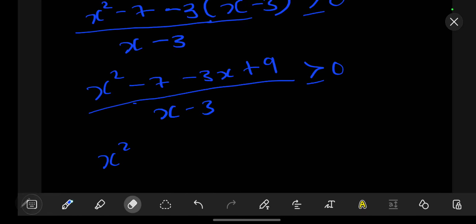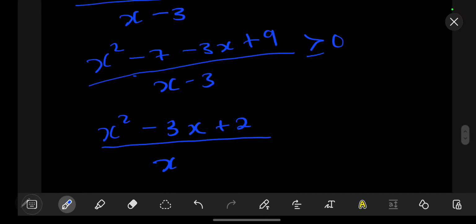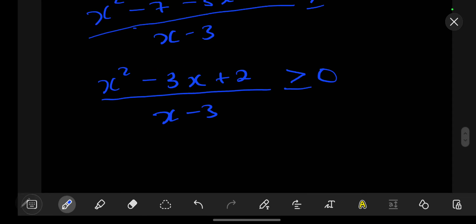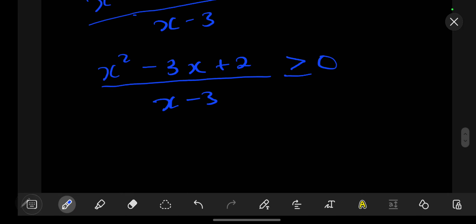Okay, let's begin with the one with x. So we have this one is just alone, minus 3x. Negative 7 plus 9 will give us a positive 2, like that. Then we divide this over our x minus 3. Then we have greater than or equal to 0. So the numerator, let us be able to factorize this one. So factorizing this one, we are going to have our product.